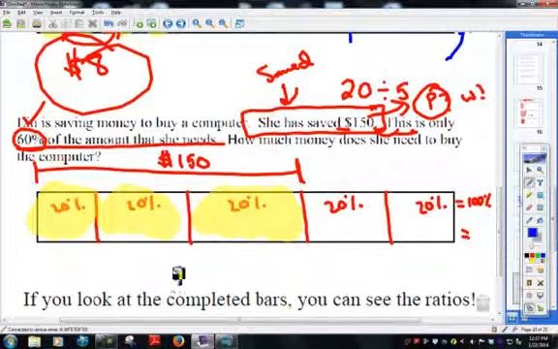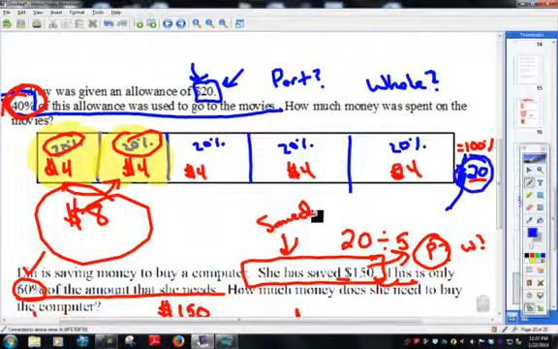Okay, so we're looking for a total amount. We're trying to answer this. Whereas up here, we were given the whole, so we had to find a part. Now it's the opposite. We're given the part here, and we're being asked for the whole. So $150 in these 3 sections.